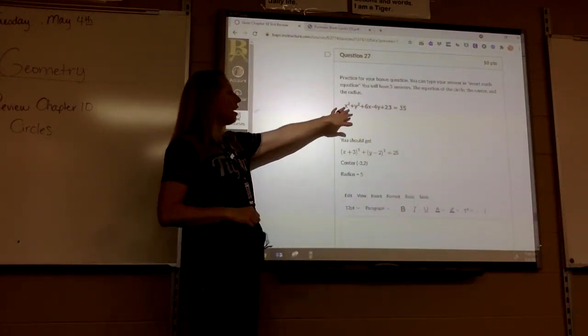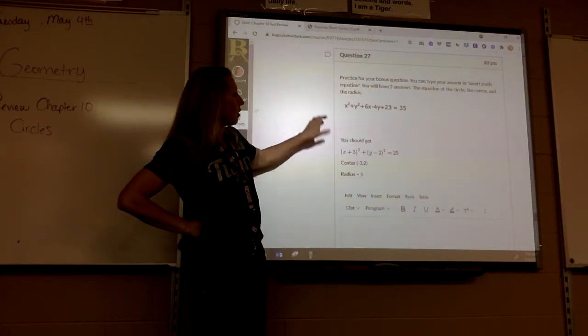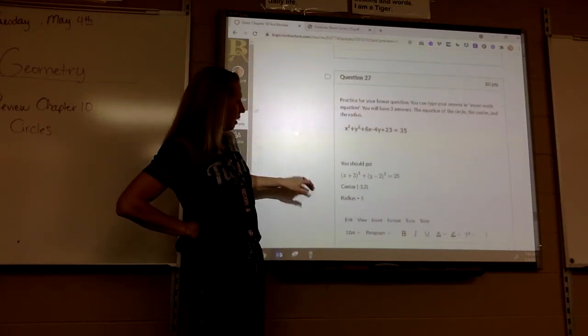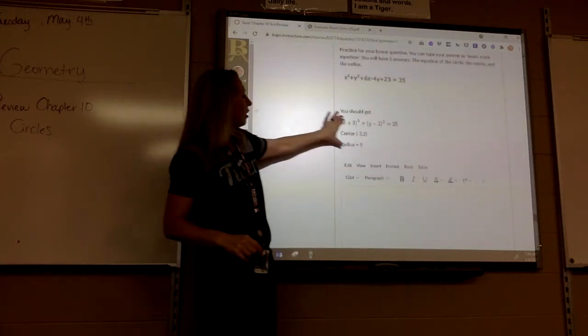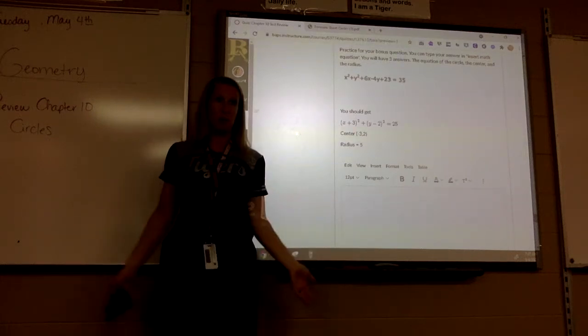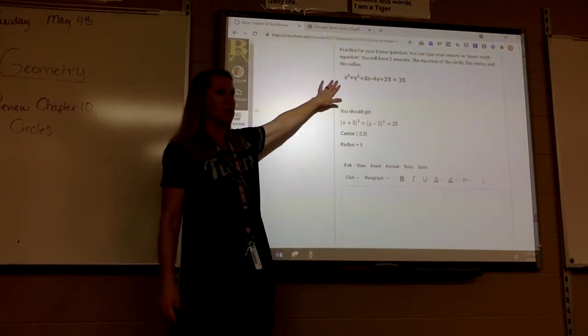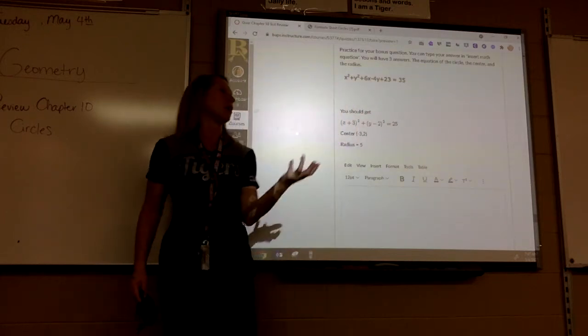27 is what we did yesterday. It's just a bonus question, and I want to show you how to type it in. Here's how to type in the answer, and I put the answer on here so you can make sure that you can get it. It's going to be very similar to this. You're going to have to rearrange the equation if you remember how to do that.